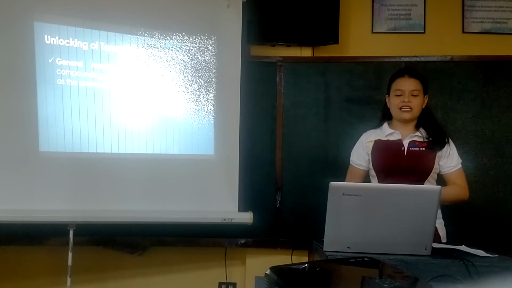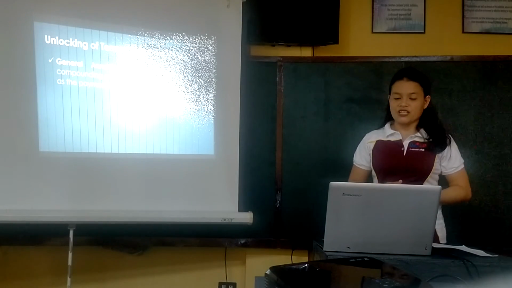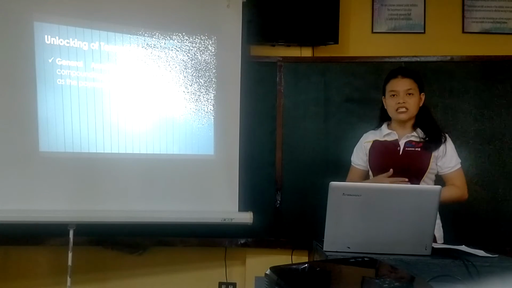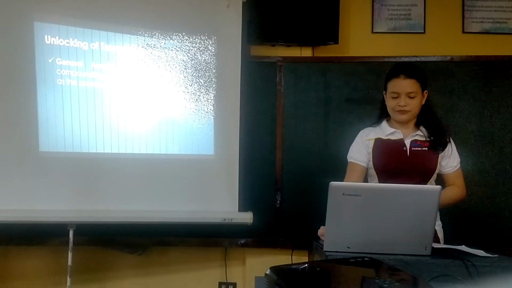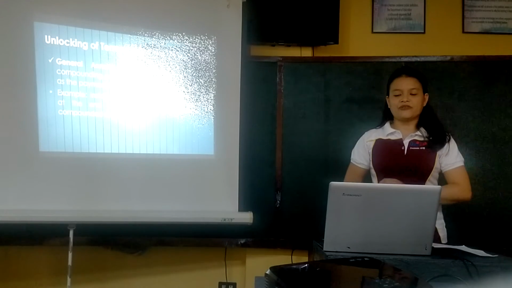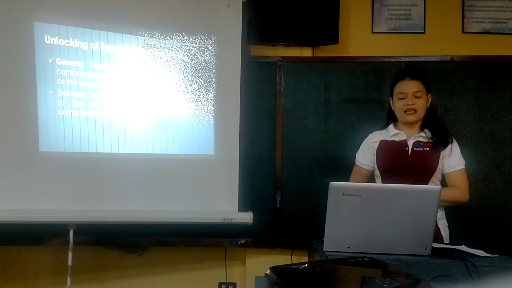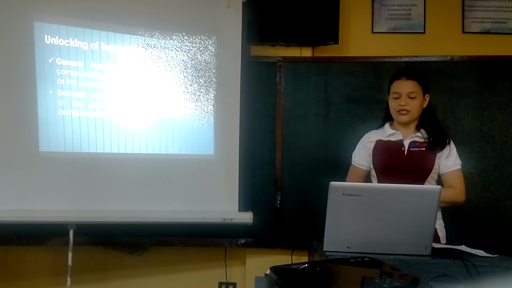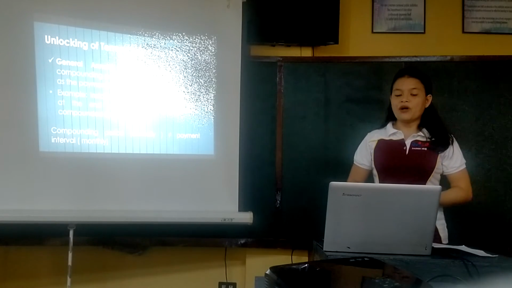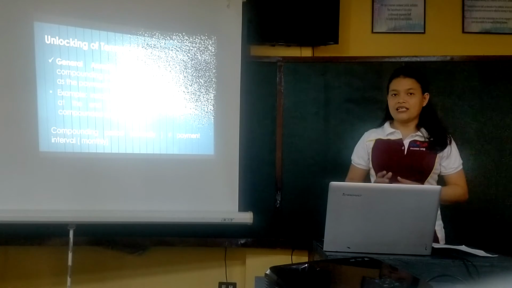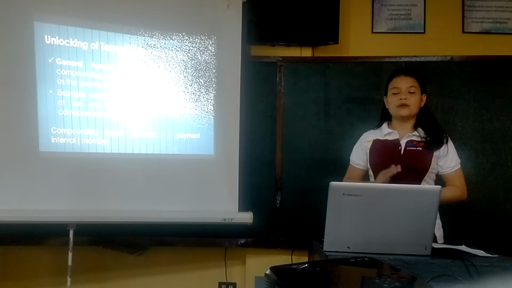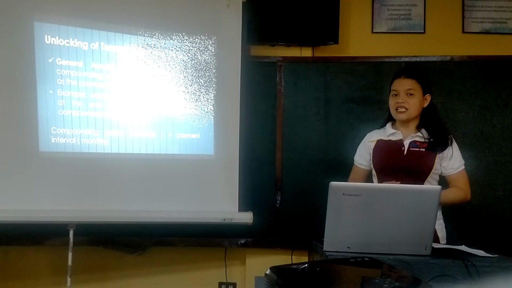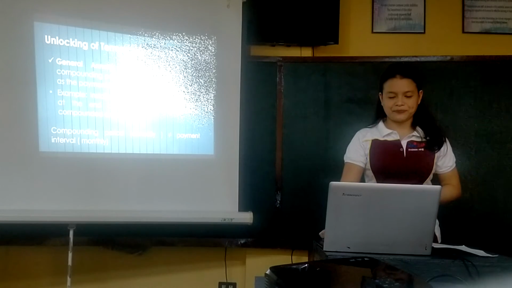Next, general annuity. The interest conversion or compounding period is unequal or not the same as the payment interval. Example: installment payment for an appliance at the end of each month with interest compounded annually. Here, the compounding period is annually and the payment interval is monthly. So, we could say that the compounding period is not the same as the payment interval. So, this is general annuity.